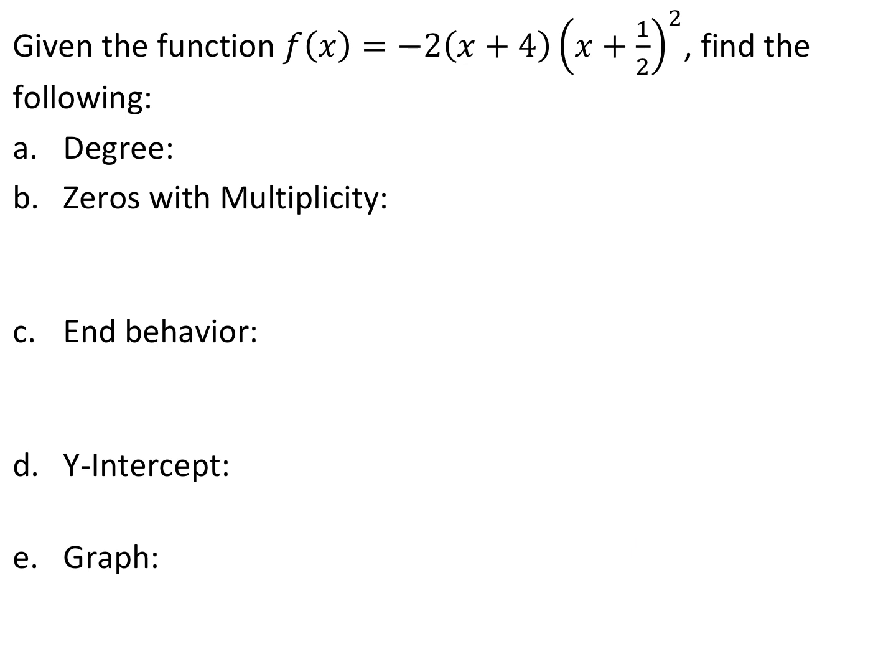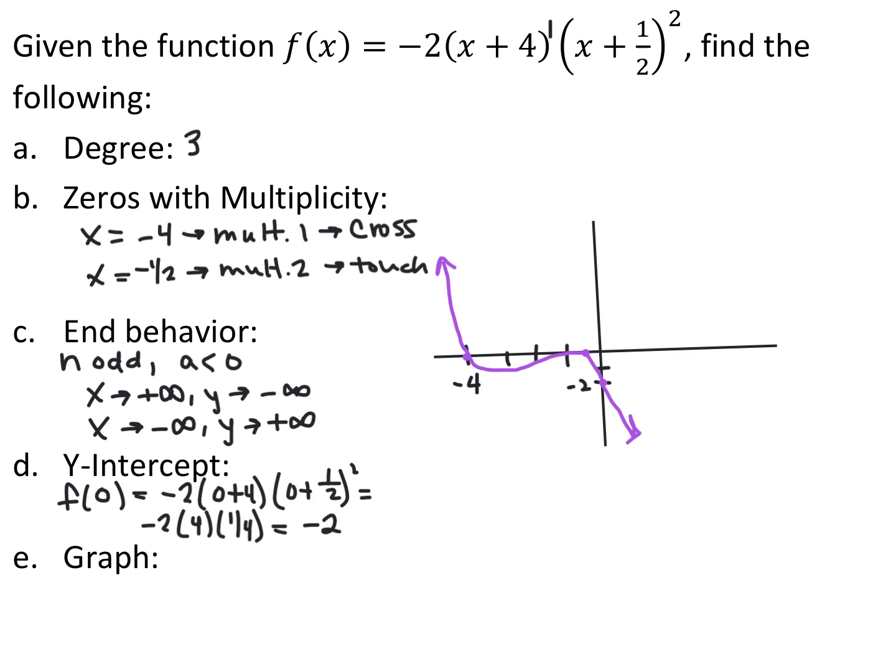So same idea for this next one. I have f of x equals negative 2 times (x plus 4) times (x plus 1/2) squared. Again, it's already factored, so that first step is out of the way. So I'm just going to find all these pieces and then graph it. My x plus 4 has an invisible 1 power, and then I have a power 2 on the x plus 1/2, so I end up with a degree 3.